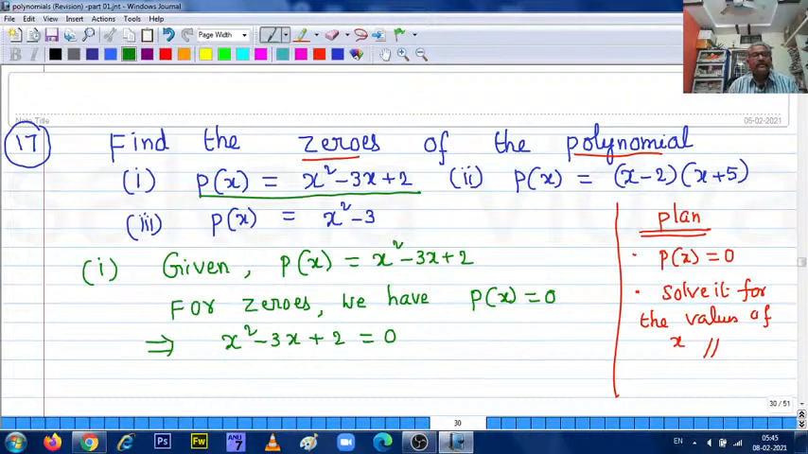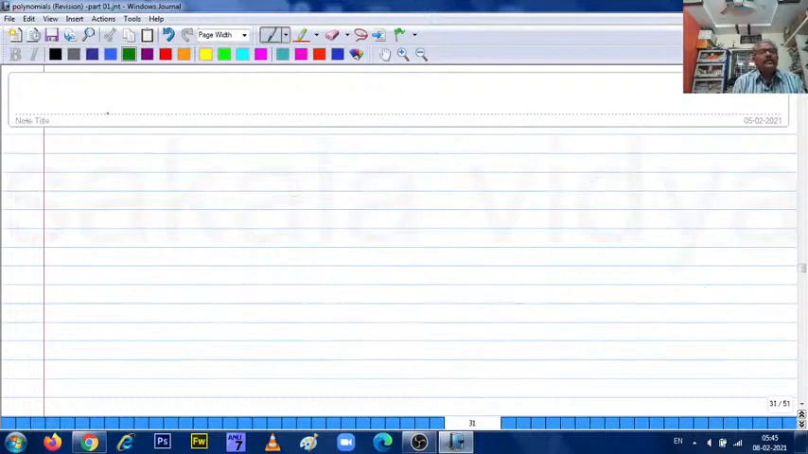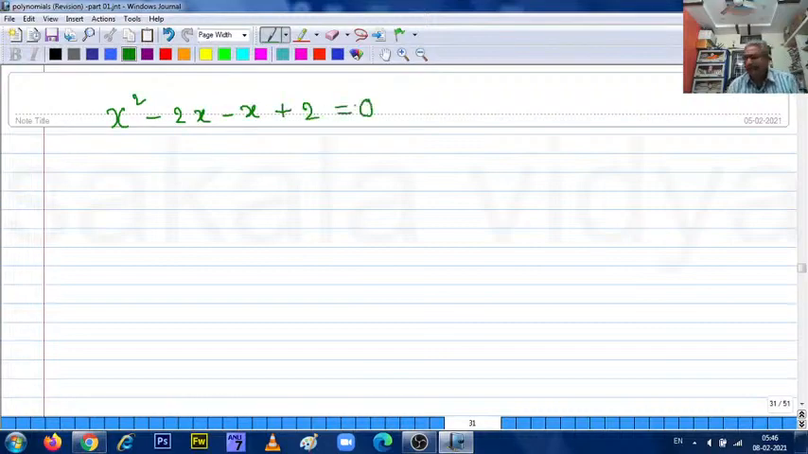Now the x square coefficient is 1. Factors of 2 we need to write. 2 is a prime number, so we can write 2 into 1. The x coefficient is minus 3. This minus 3 we can write as minus 2 and minus 1. So the middle term minus 3x can be split as minus 2x and minus x. So let us write it. Go for the next step: x square minus 2x minus x plus 2 equals 0.